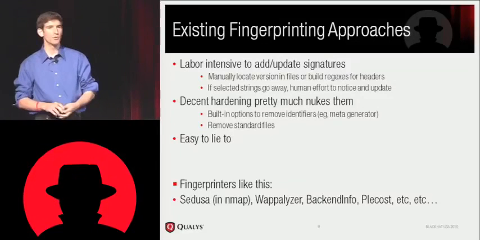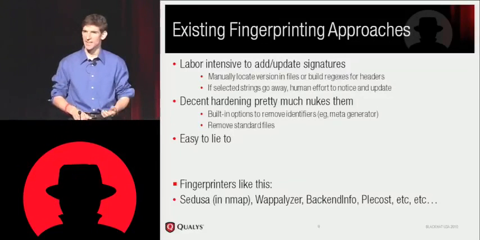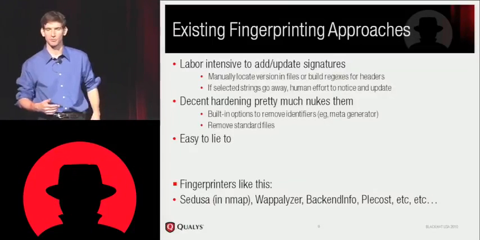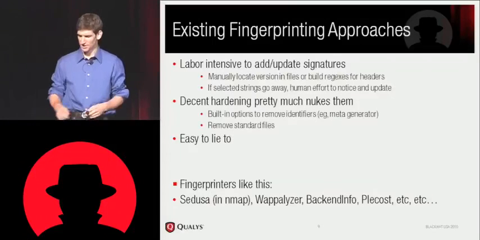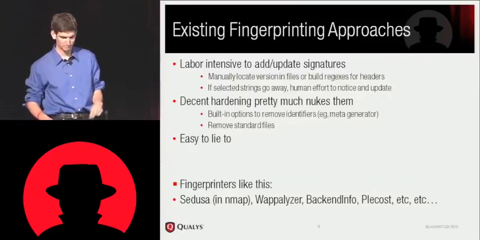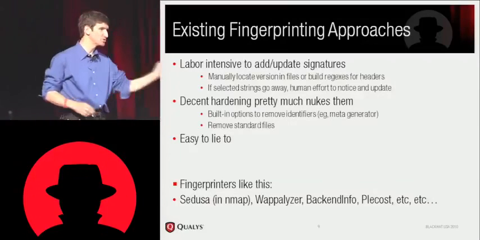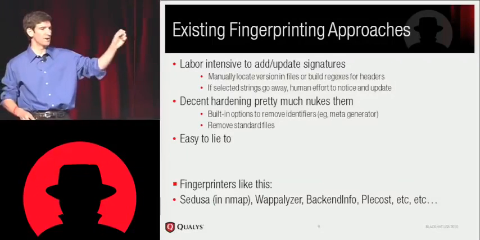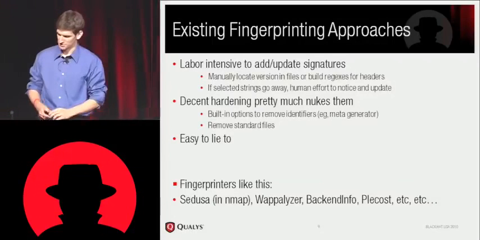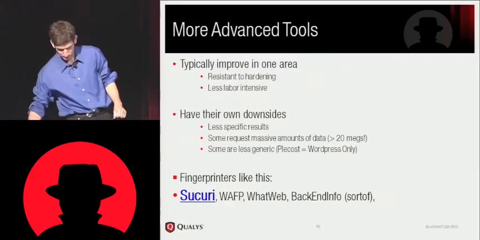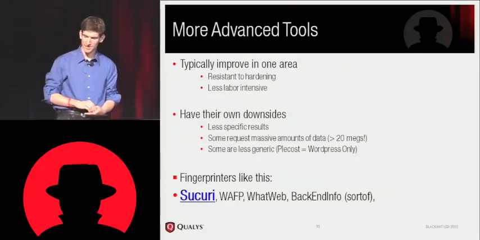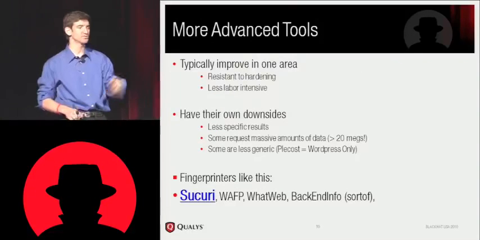And then finally, though people aren't doing this as much, they're very easy to lie to. If you want to claim to be a completely different version than you actually are, you can just simply put that into the code and go with it. Some fingerprinters like that down here. These are not bad tools. These are very useful tools, but they don't meet some of our needs for those reasons. Slightly more advanced tools, we see a little bit of advancement in usually one area.